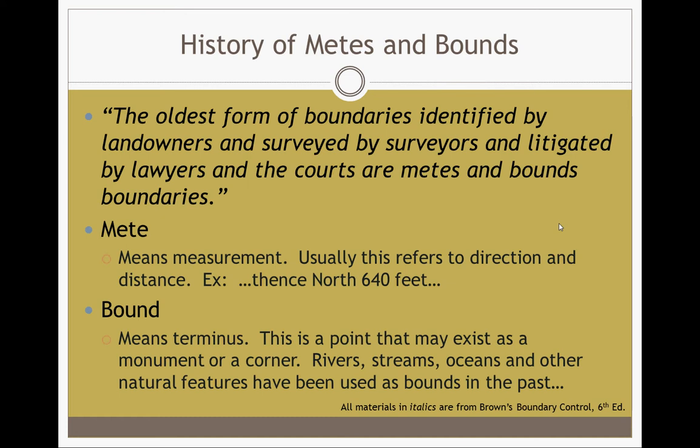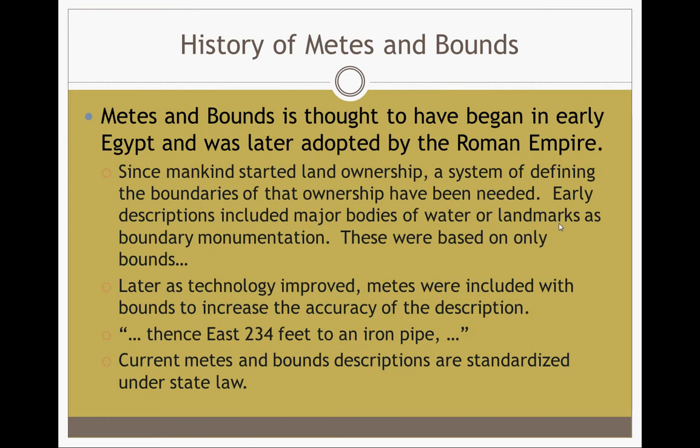A bound means a terminus, an ending point, an intersection, a vertex, a point or some kind of monumentation or corner that is existent. This could be rivers and streams, oceans, trees. Many different things have been used for bounds in the past, and some things like trees may not exist after 200 years, so we have to really think about what we use as a bound today, but we also have to look at what they used in the past.